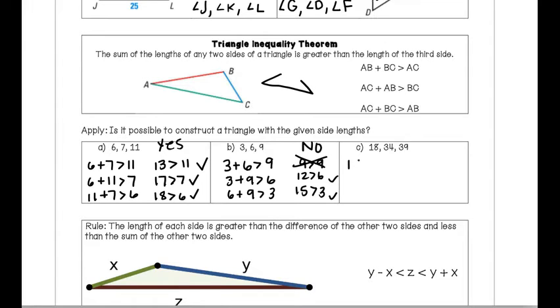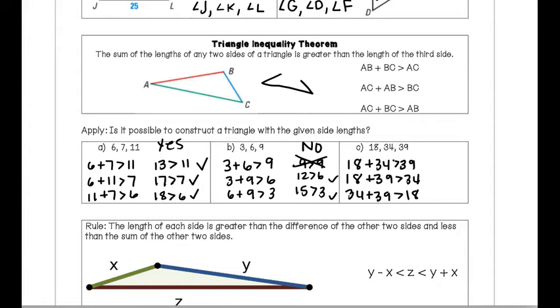Then we have our last example here, so we're going to take 18 plus 34 and say that that needs to be greater than 39. We can take 18 plus 39 and say that that needs to be greater than 34. And 34 plus 39 needs to be greater than 18.